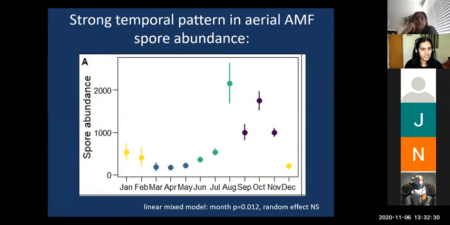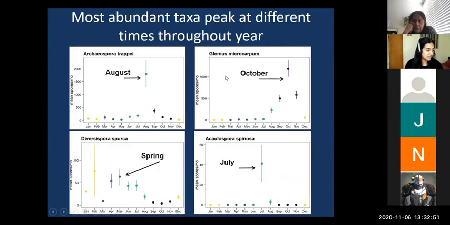We also saw a pretty strong temporal pattern in when we saw these fungi in the air. We saw them in all months, but there were some in the winter months and that dipped down in the spring. And then really the end of summer and fall is when we saw a big spike in when we see these fungi in the air. And then it varies a little bit with respect to species. So this species, Atrapii, peaks in August. This other species, Microcarpum, has a clear peak in October. This species might have a spring peak, and another one just pops out only in July. And it might have to do with when these fungi sporulate, or maybe when they're able to be released into the air, but hard to tell.